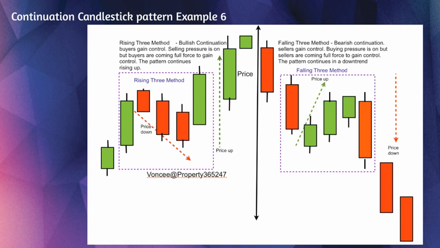And then you've got the falling 3 method. In the falling 3 method, it's a bearish continuation thing. At the beginning, the price is going up, buying is going up, but then the sellers say, no, we want to take our money. So we're just going to sell whatever price. I'm selling this today. I'm not staying in this.